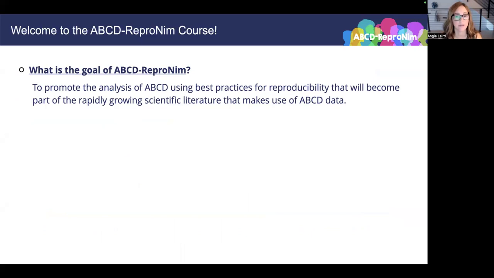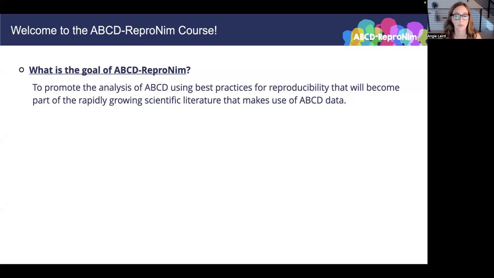An increasing body of evidence points to some issues in reproducibility in biomedical or life sciences, and the fields of neuroimaging and developmental cognitive neuroscience are no exception. Our end goal is that we and the NIH would like to see students in this course conduct reproducible data analyses, and for those analyses to be written up, published, and ultimately become part of the rapidly growing scientific literature that makes use of ABCD data.